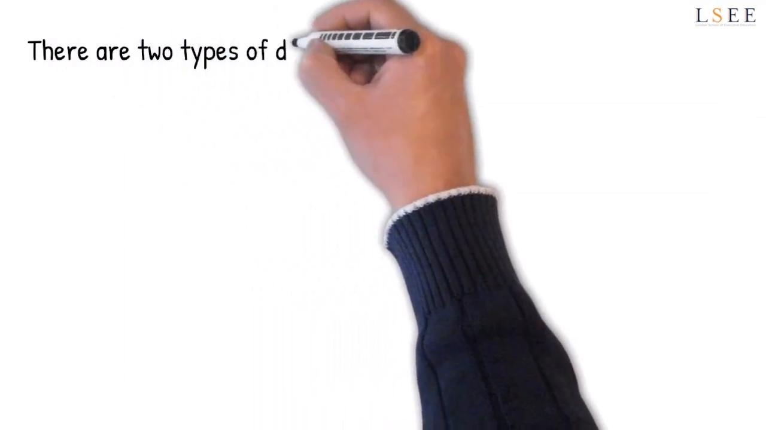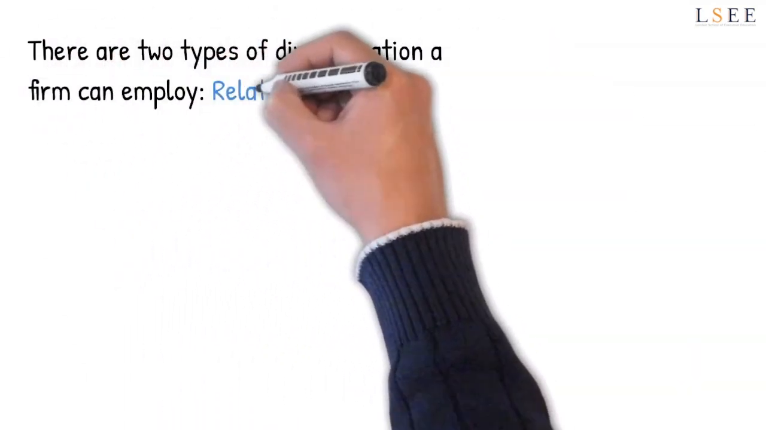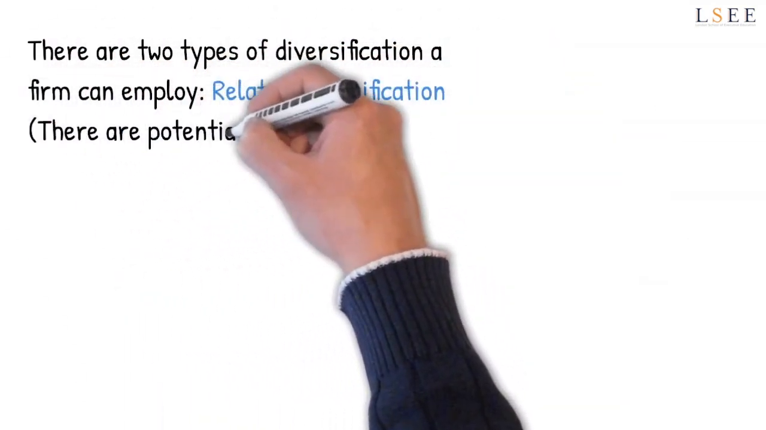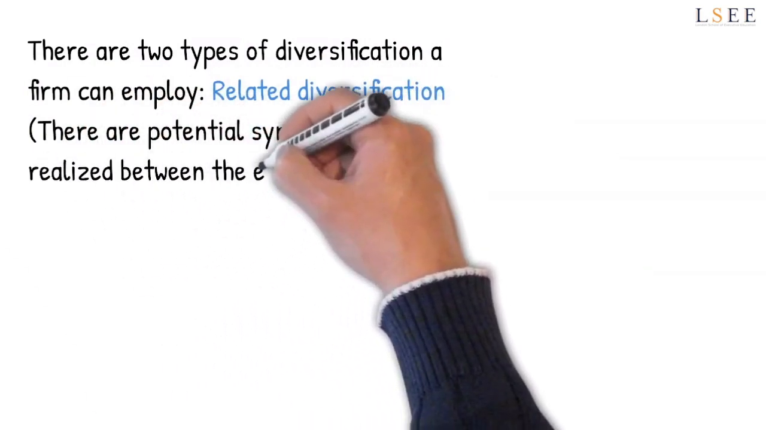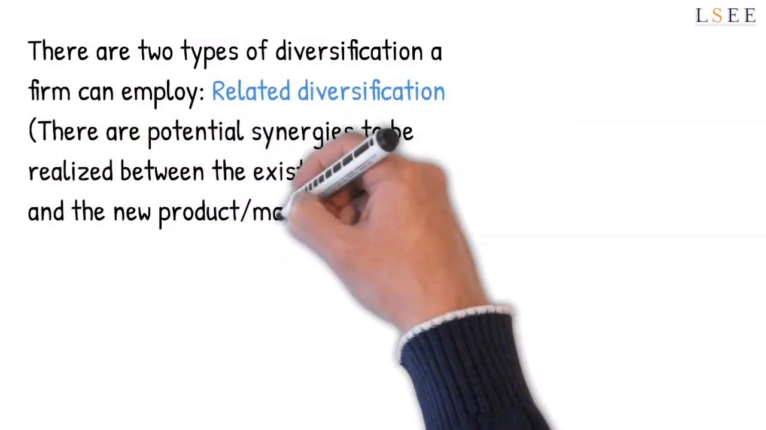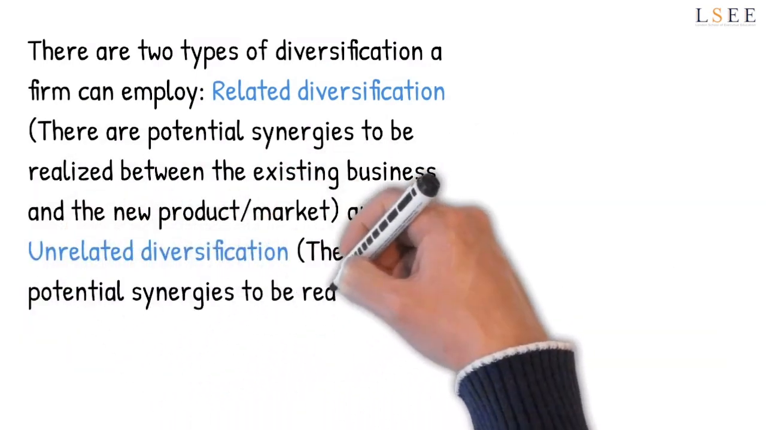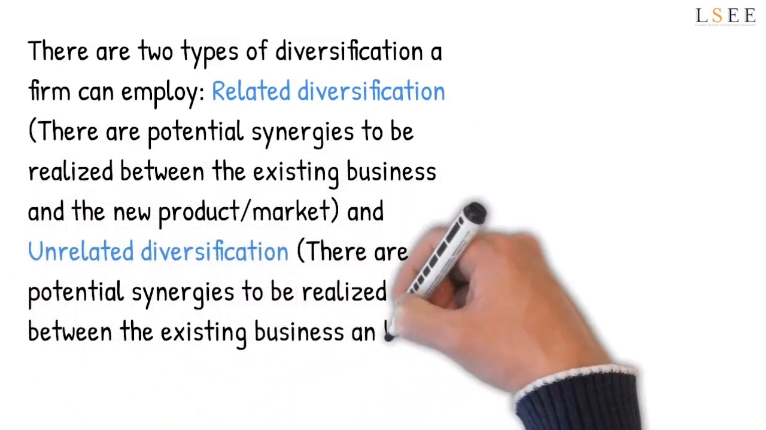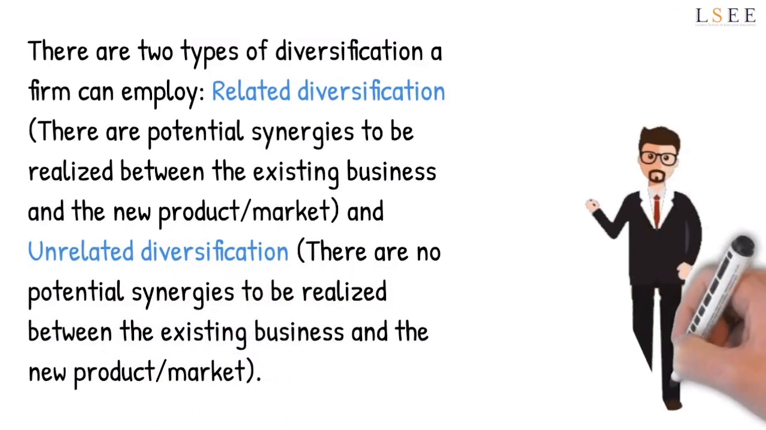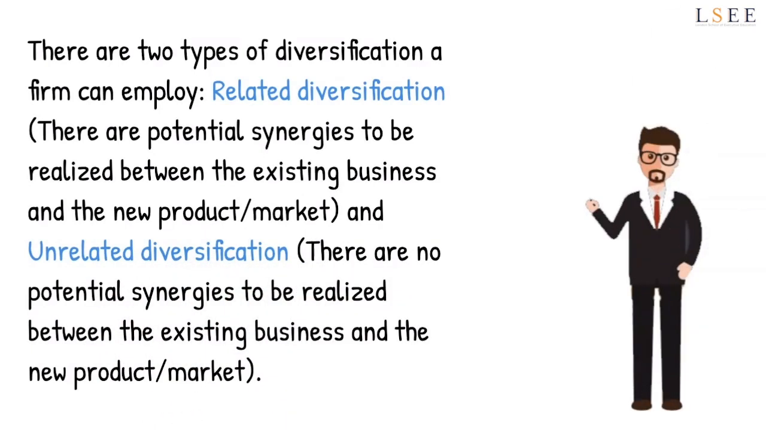There are two types of diversification a firm can employ: related diversification. There are potential synergies to be realized between the existing business and the new product/market, and unrelated diversification. There are no potential synergies to be realized between the existing business and the new product/market.